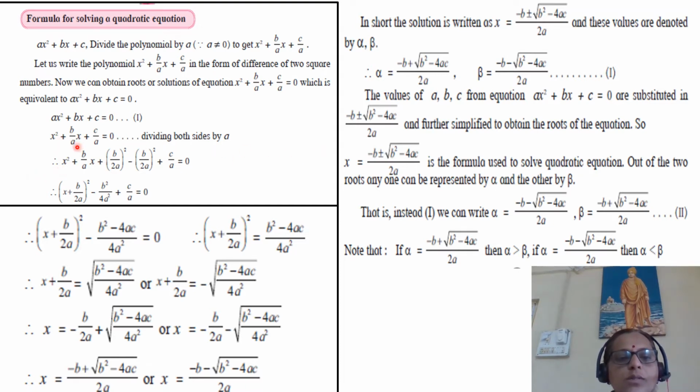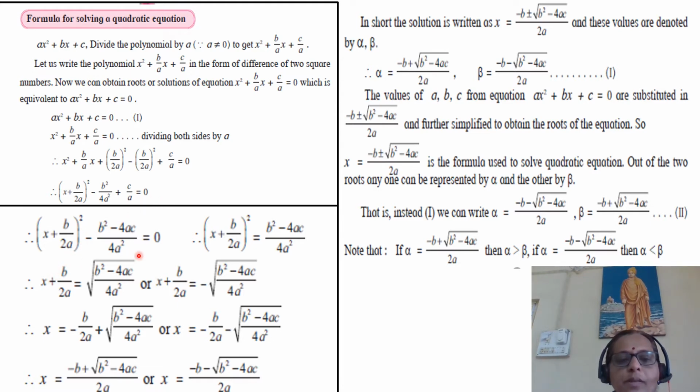Now observe the first two terms, x² + (b/a)x. The coefficient of x, b/a, divided by 2 gives b/2a. Add its whole square and subtract its whole square: (b/2a)² − (b/2a)², plus the third term c/a as it is, equal to 0. Now you have the complete square (x + b/2a)² − b²/4a² + c/a = 0.